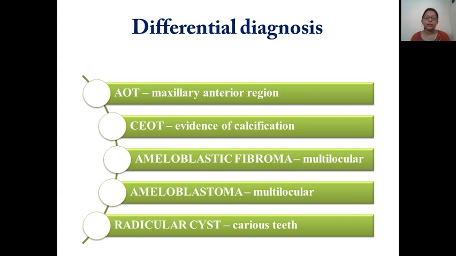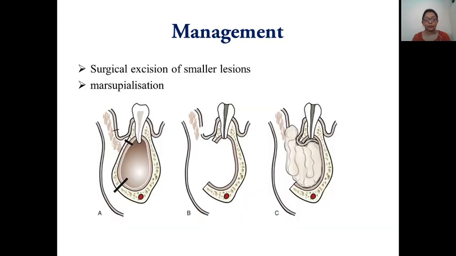First is the adenomatoid odontogenic tumor. It usually happens to be in the maxillary anterior region. Calcifying epithelial odontogenic tumor has evidence of calcification, but the dentigerous cyst is always radiolucent. Ameloblastic fibroma is usually multilocular. Ameloblastoma is also multilocular. Radicular cyst usually has a history of a carious tooth. So, by all this we can differentiate between dentigerous cyst and all these pericoronal radiolucencies.